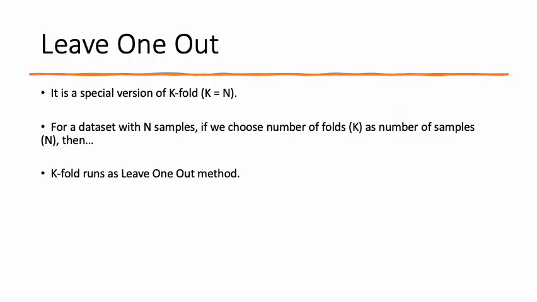In leave one out, each sample in the dataset is used once as a validation set, with the remaining samples used as the training set. This is repeated for each sample in the dataset. It is a special version of k-fold for k=n but computationally expensive for large datasets.